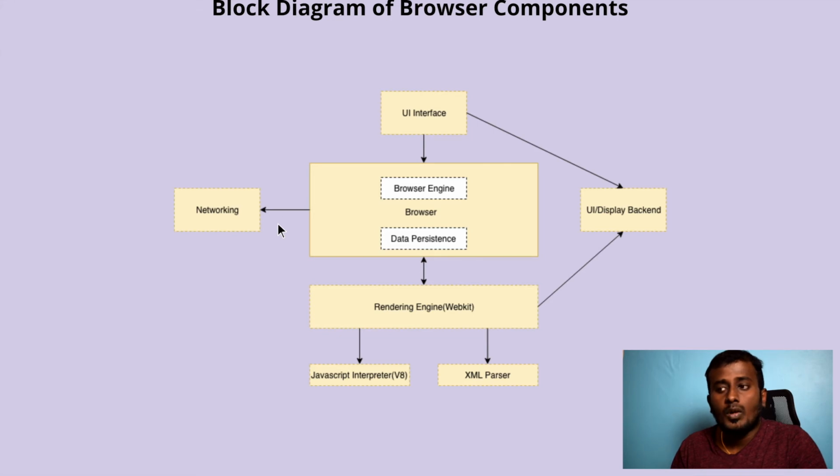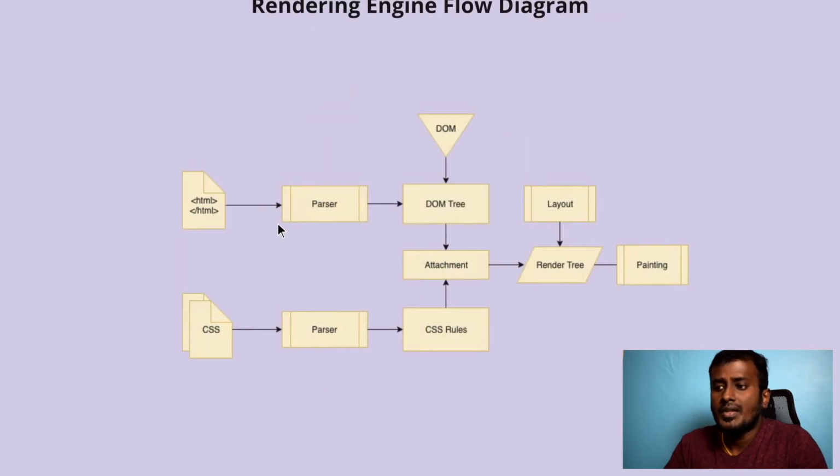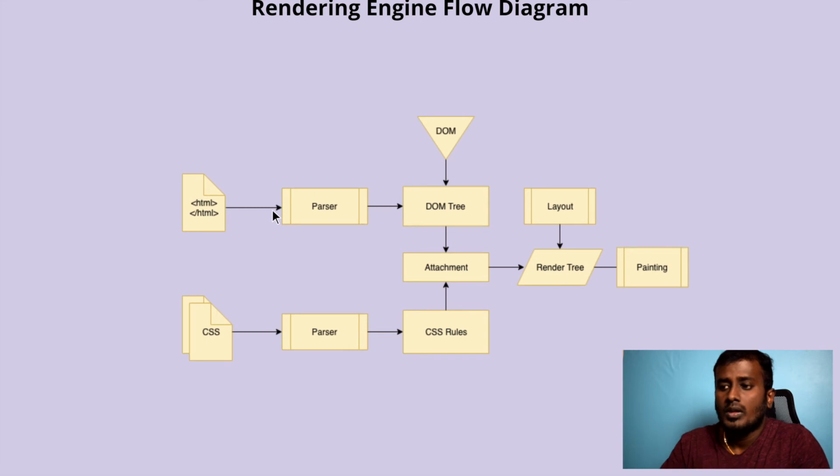Now we have missed out one thing, which is the rendering engine part. Now let's talk about the rendering engine's work. If you see this slide, there are 2 things. One is the HTML, another one is CSS. These 2 separate entities are parsed separately. The HTML is parsed to the DOM tree. DOM tree is called document object model tree, and the CSS is parsed to the CSS object model tree.